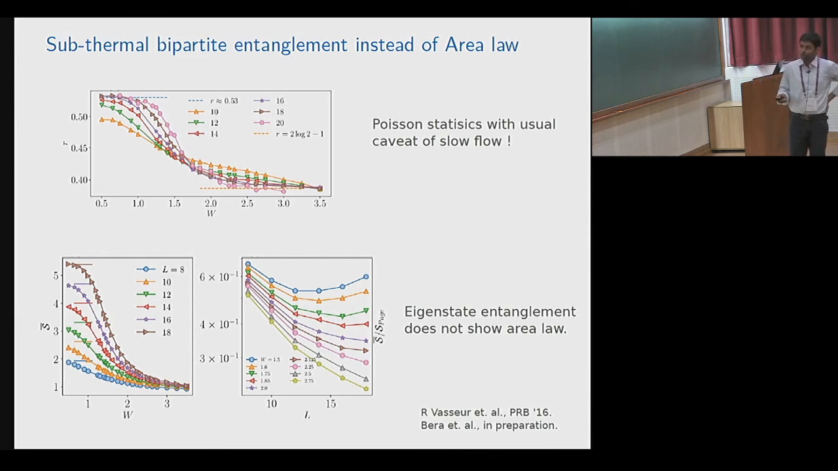Good. But you also see that the eigenstate entanglement has a Page value, which is the ergodic value or the thermal value, but eventually it goes down. But even at very large disorder, there is a correction. So if you plot this quantity S, the bipartite entanglement entropy, divided by the Page value, which is the thermal value that you expect.